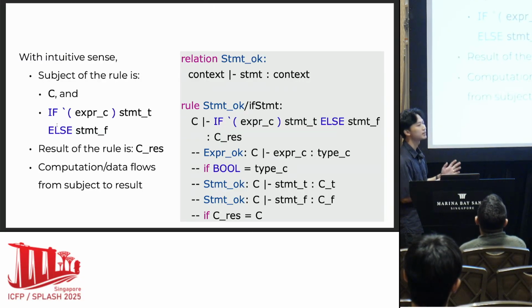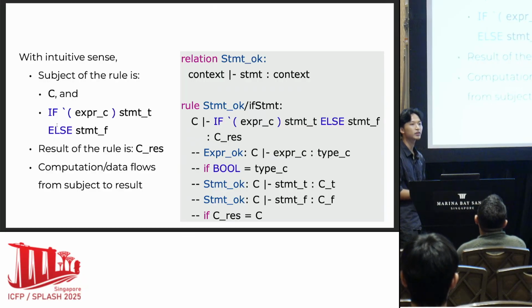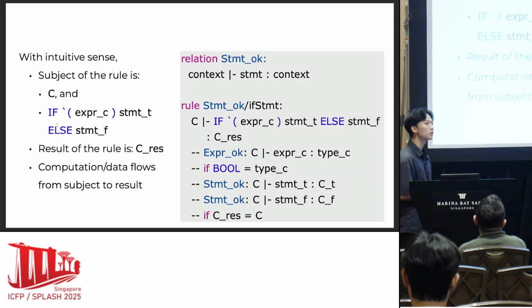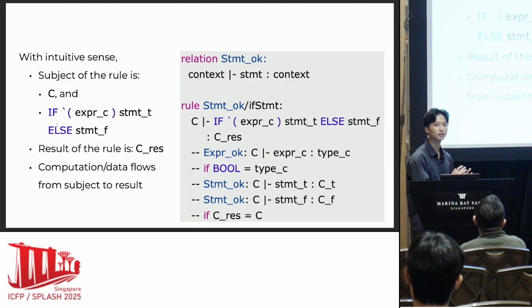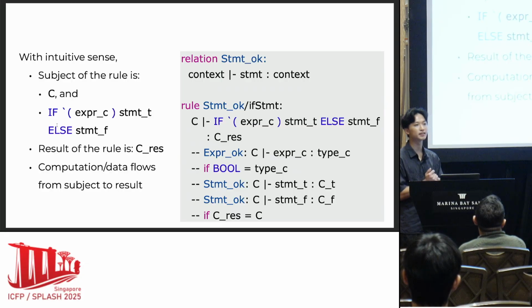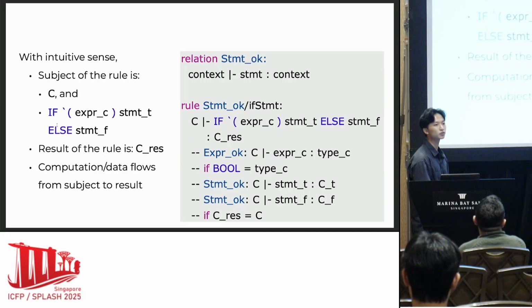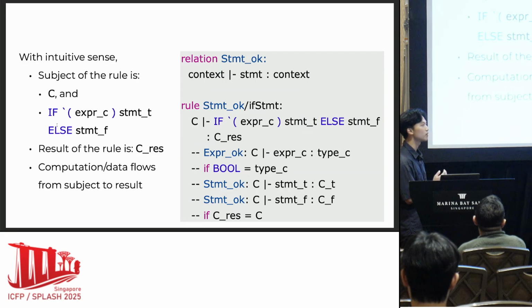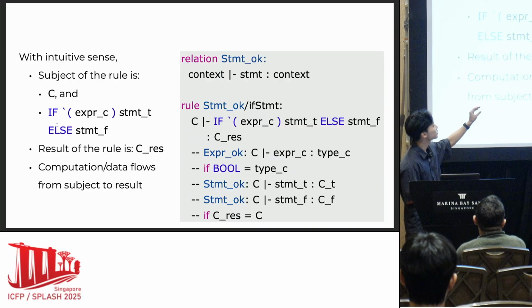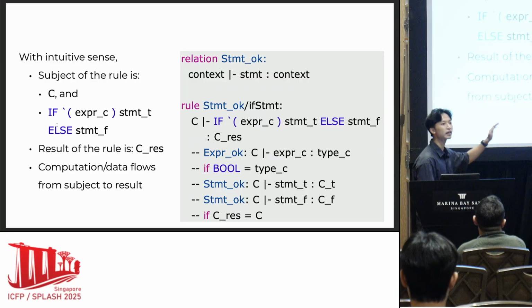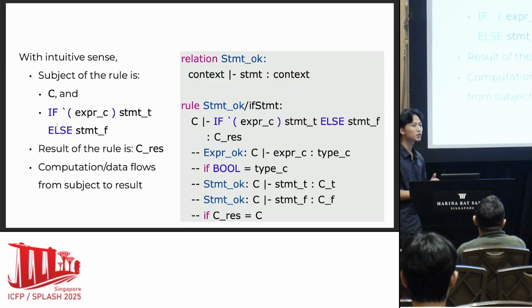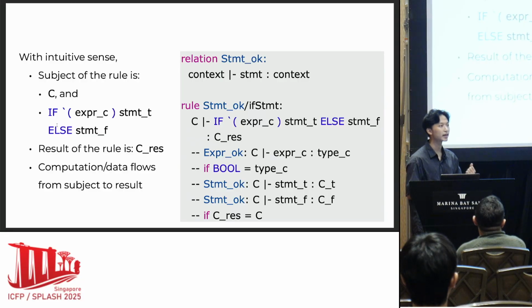And what just happened is that we just intuitively executed the inference rules ourselves. With intuitive sense, we somehow knew that the subject of the rule is the typing context C and the P4 if statement, and the result of the inference rule is CRES. Also, while reading the algorithmic inference rule with our intuition, we somehow knew that the computation and data flows from the input throughout the premises in order and finally to the result. So again, we have intuitively executed the inference rules.